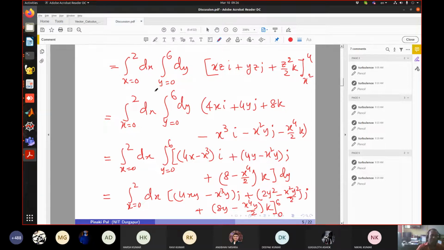For example, if the region is spherical in nature, it is better to move to spherical polar coordinates. So x is equal to r sin theta cos phi, y is equal to r sin theta sin phi, z is equal to r cos theta, and theta will vary from 0 to pi, phi will vary from 0 to 2 pi, and r will vary from 0 to the radius of the sphere.